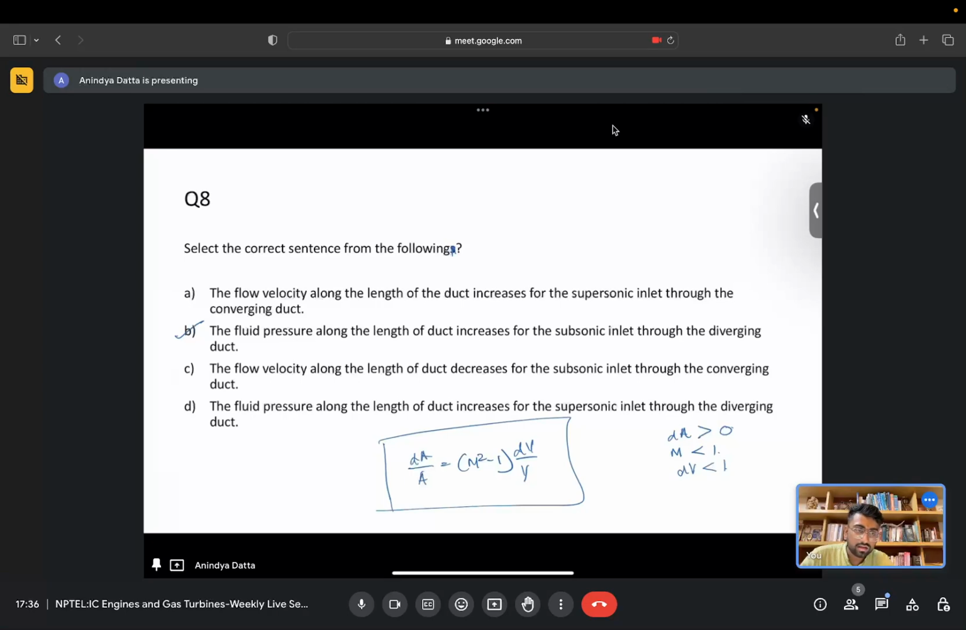Now if you go over the other options, you will see there is some contradiction happening, and you will find out that the other options are not correct. You can explain that using this area velocity Mach number relation and the basic working principle of nozzle and diffuser. Okay, let's move on to the next question.